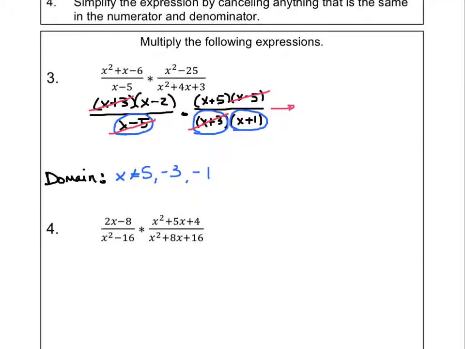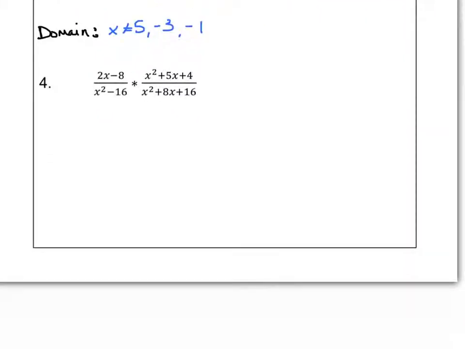So my answer here is going to be x minus 2 times x plus 5 all over x plus 1. That's it. You're done. You don't have to FOIL them. You don't have to multiply them back. Once you've crossed out everything that's the same on top and bottom, then you're simplified. All right. So that's example number 3. Let's take a look now at example number 4.